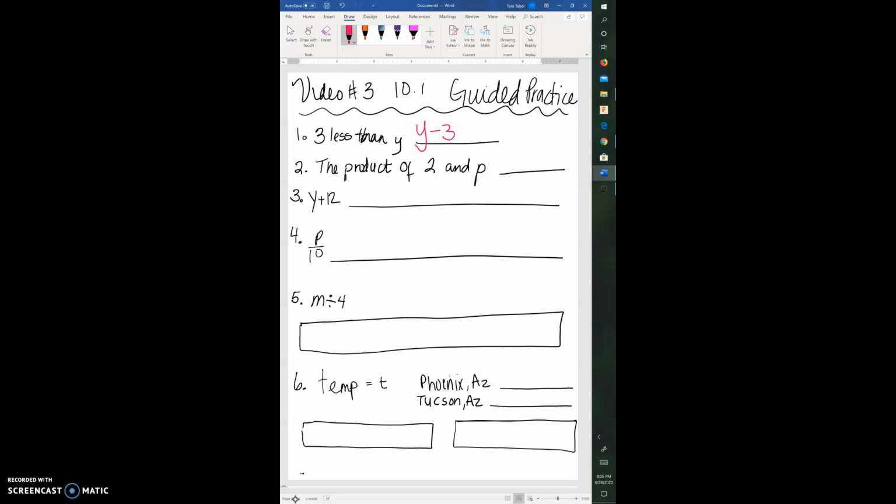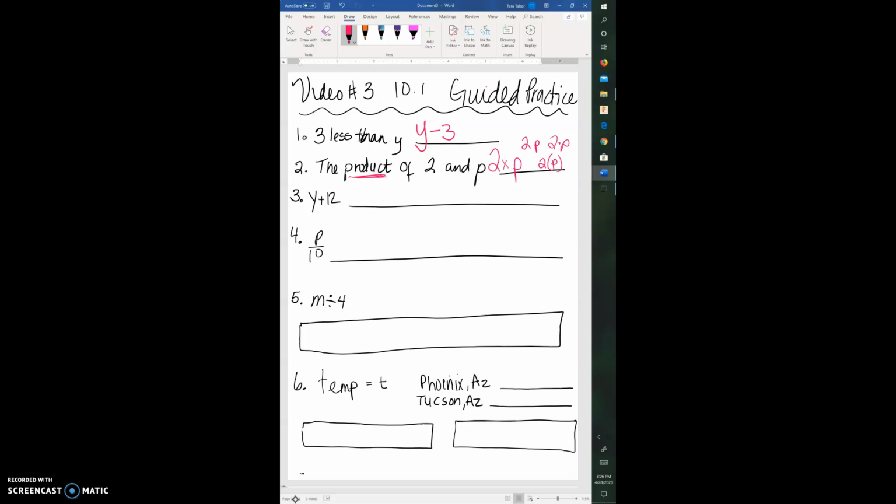And then number 2 says the product of 2 and p. So you would write 2 times p, or 2p, or you could write it this way. Those are all the different ways you can write that, but product means multiply. Remember that. That is in your pages. It's something you're going to need to remember for life, basically, are those words. That's how you'll be able to solve word problems.